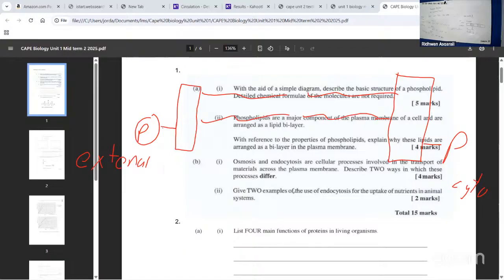Right, so two examples of endocytosis for nutrients in animal system. So just say two nutrients that would be taken up by endocytosis. So what are two nutrients that endocytosis will take up? Hormones. And you can say glucose, right? So if it's just hormones or the main, you can just say hormones.